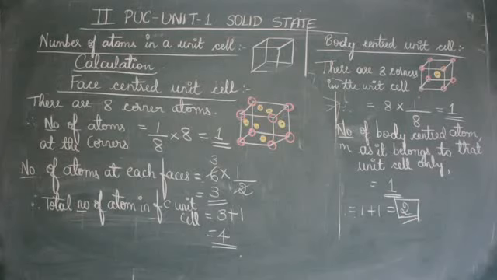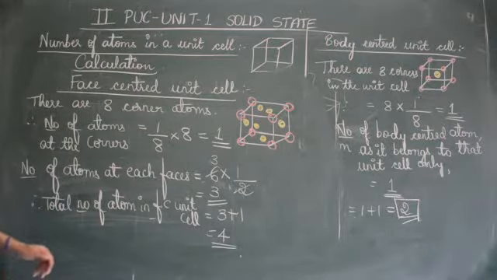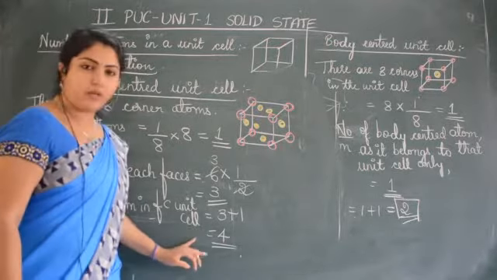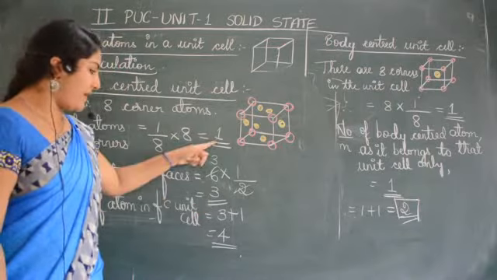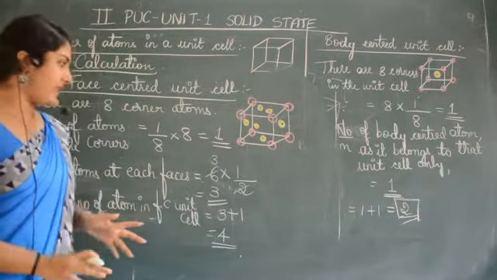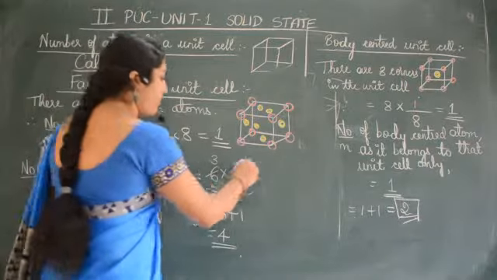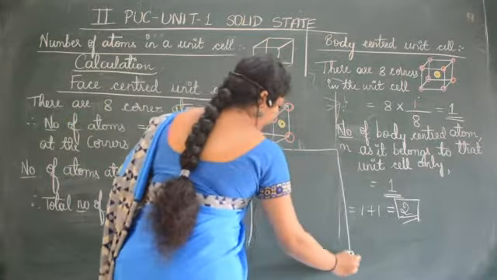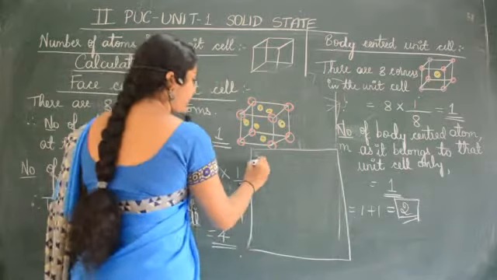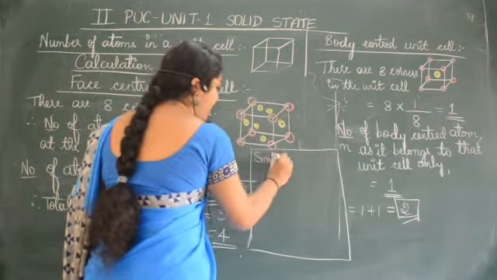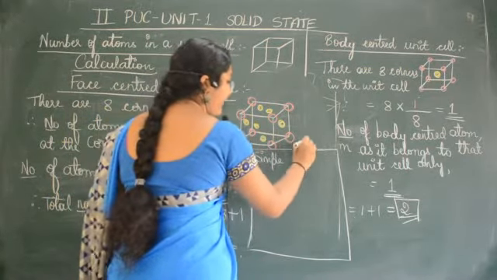Okay, what were we telling? So total number of atoms in a face-centered unit cell will be 3 plus 1, 4. Hope it is clear of why. So therefore, total number of atoms, now just make a brief note.